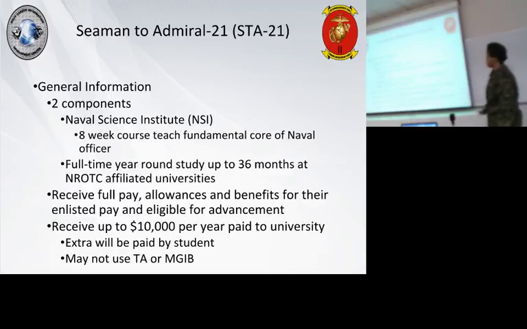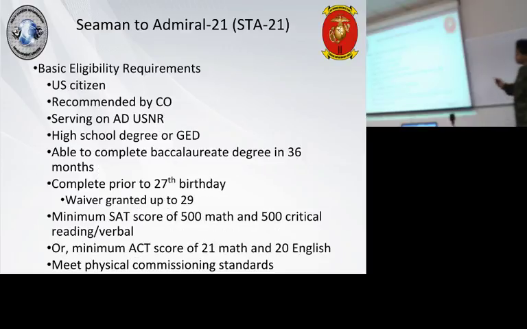And you can't use, down here at the bottom it says you can't use your TA or your Montgomery GI Bill. All right, so the basic requirements: U.S. citizen recommended by your CO, serving on active duty or Navy Reserve, high school diploma or GED, must be able to complete your bachelor's degree in 36 months.